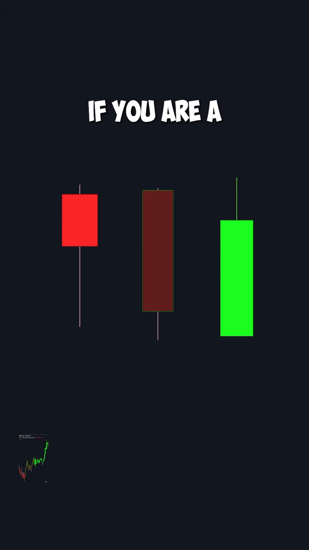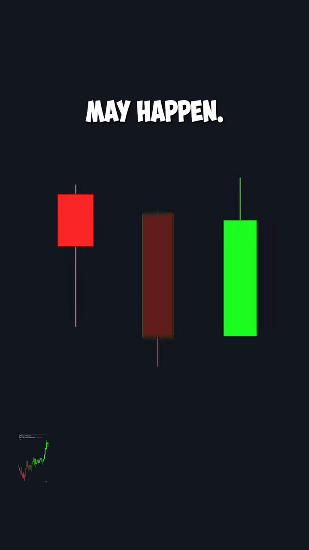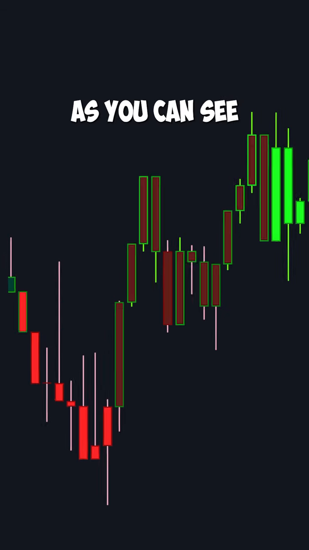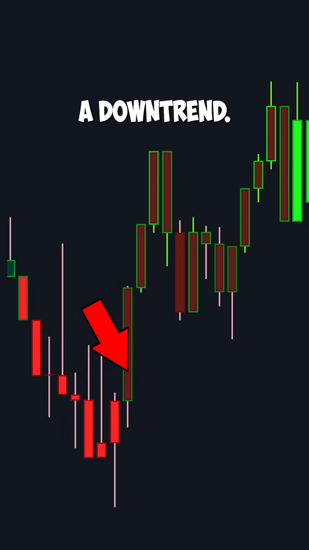For example, if you are a contrarian trader and look for reversals, you can use this indicator to see if a trend reversal may happen. For example, as you can see here, we are in a downtrend.